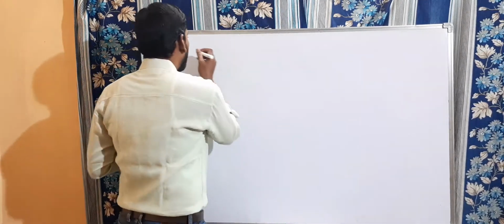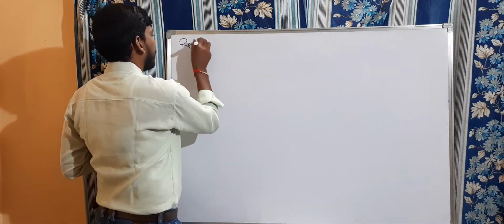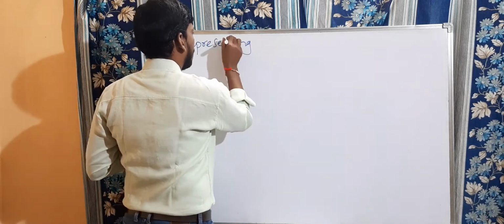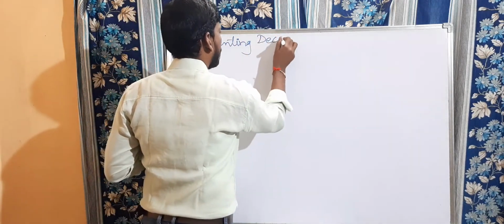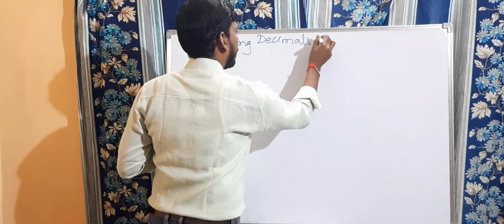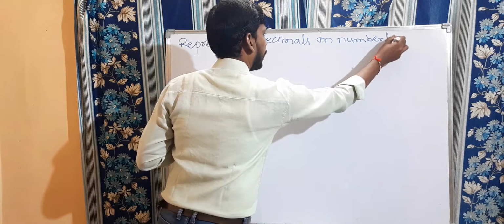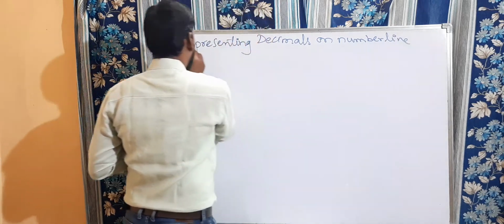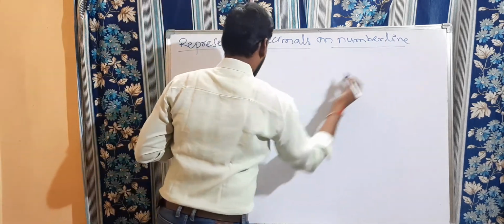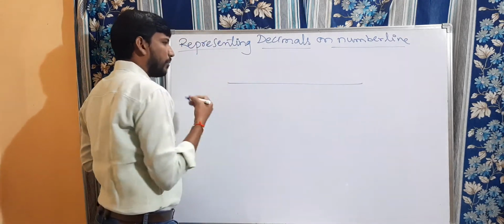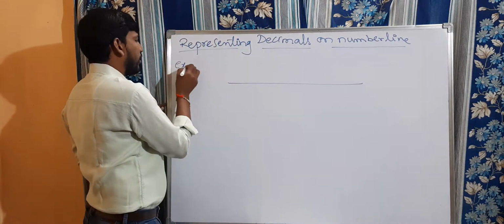Now what is that here? Representing decimals on number line. How to represent a decimal number on the number line? Now let us see this way. Whatever the number, let us take a simple example so you can understand easily.